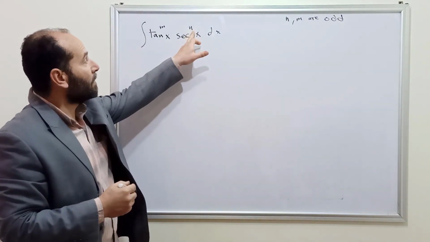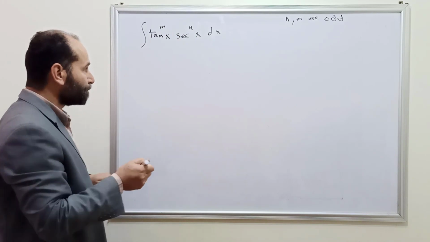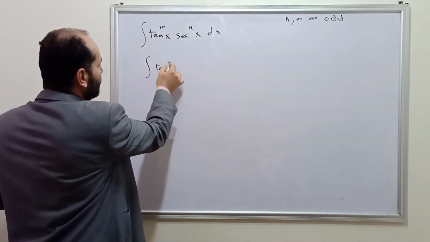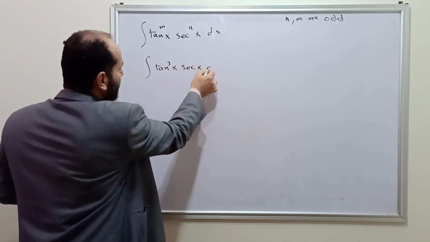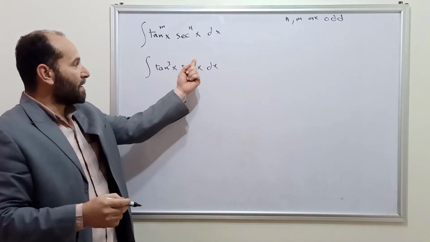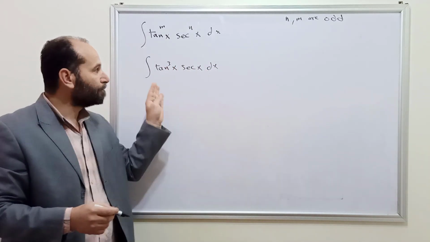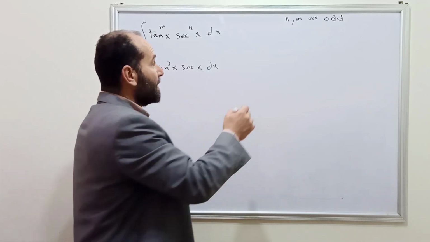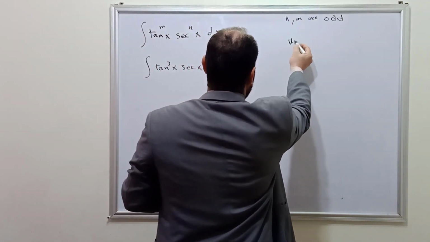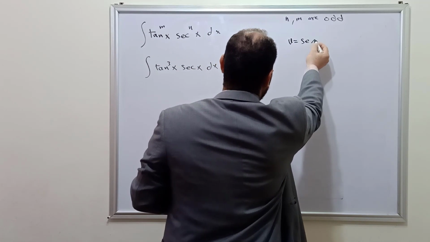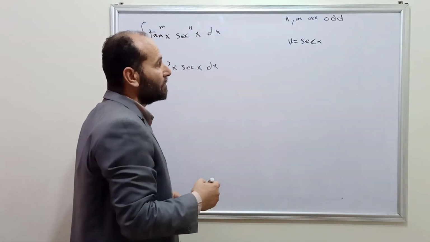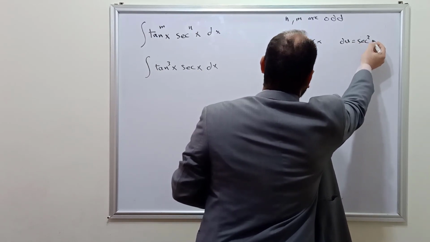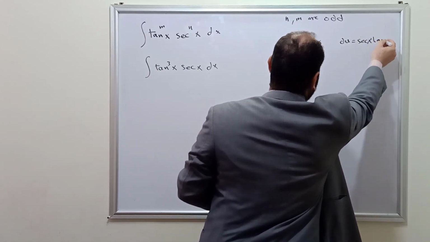So here n is odd and m is odd. For example, the integral of tan^3 x sec x dx: sec to the power 1, tan to the power 3, both are odd. In this case, we make the substitution u equals sec x, and du equals sec x tan x dx.